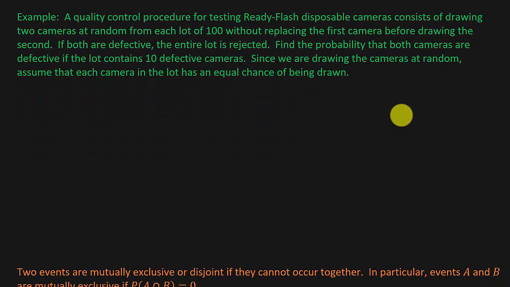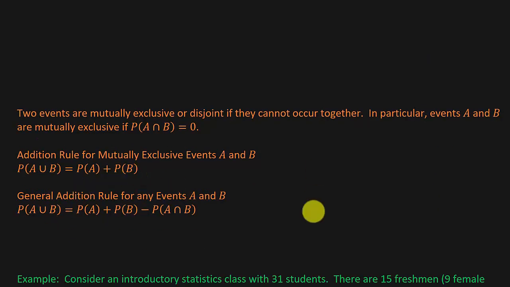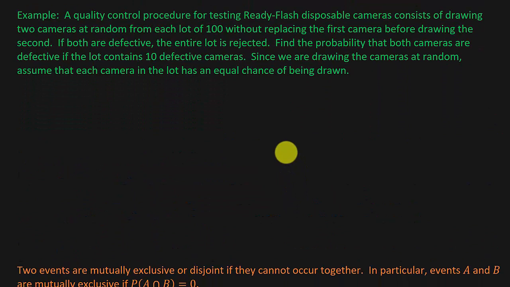All right. So let's look at this next example. This is involving and then we're fixing to get into or. It says a quality control procedure for testing ready flash disposable cameras consists of drawing 2 cameras at random from each lot of 100 without replacing the first camera before drawing the second. So when we draw the first camera, we're not going to put it back. We're going to keep it out. That goes back to the example I worked earlier with the balls.